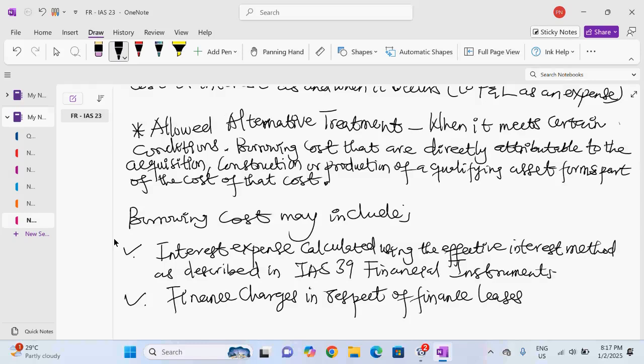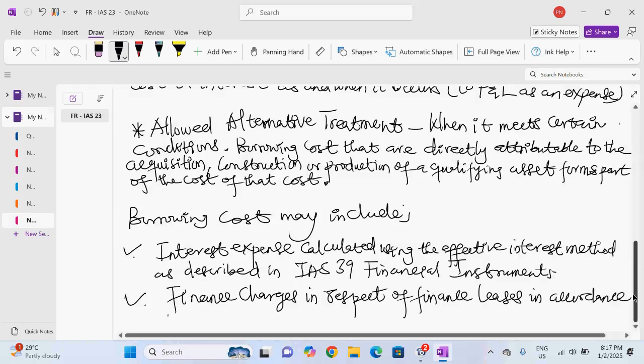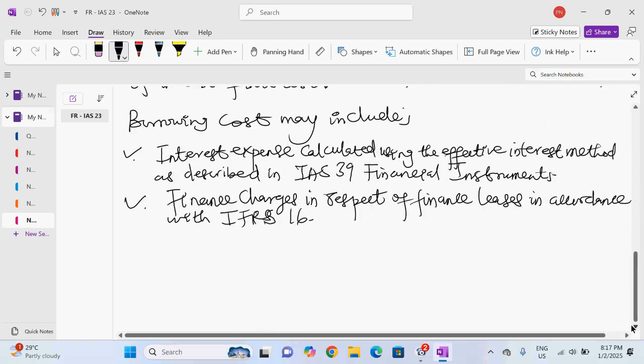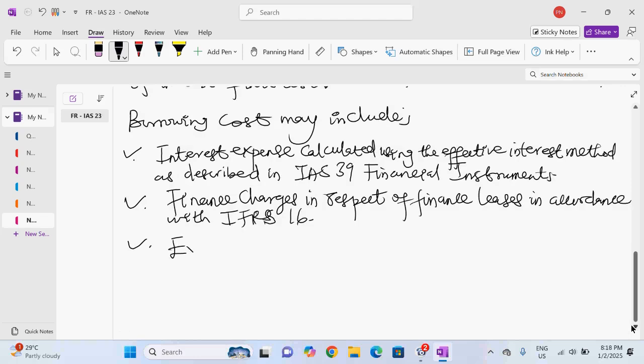Finance leases recognized in accordance with what leases? Leases is IFRS 16. IFRS 16. And also we can have exchange differences.